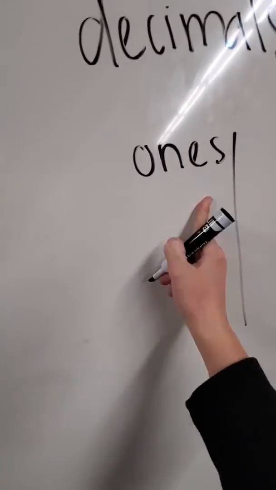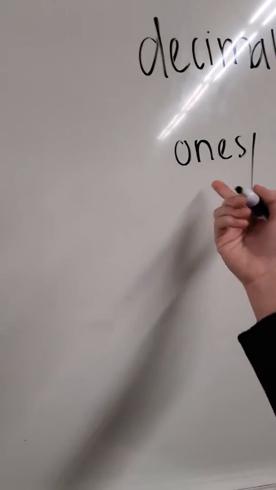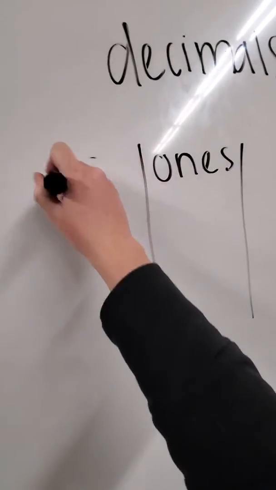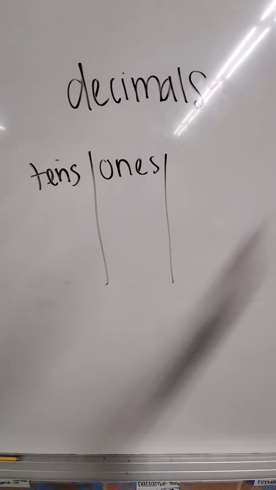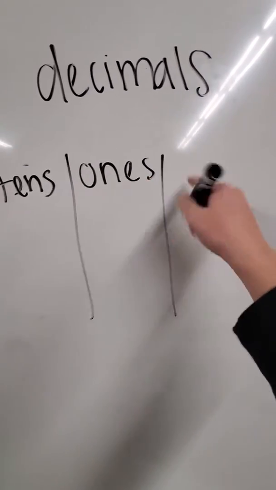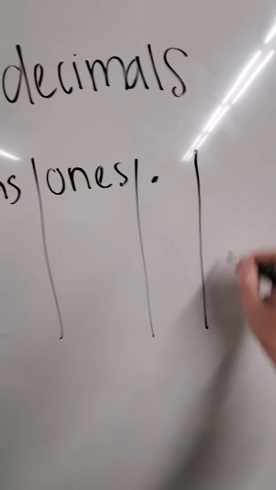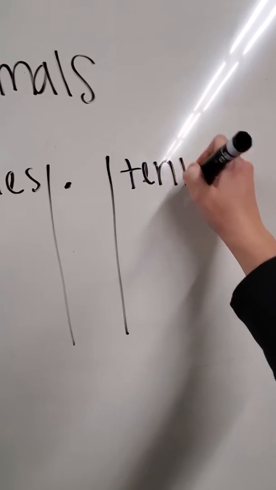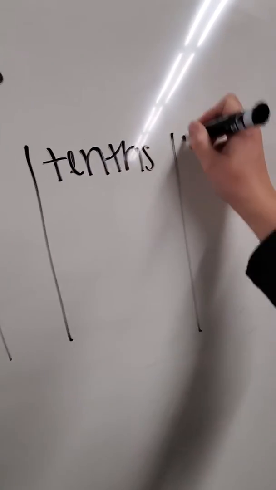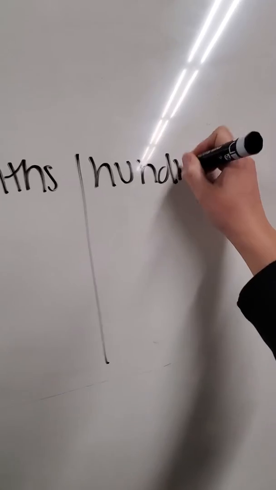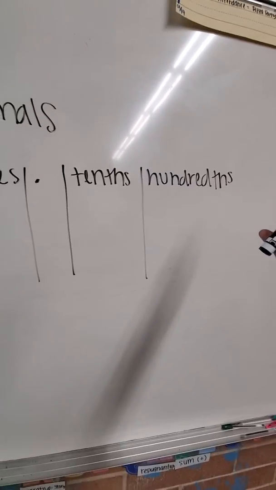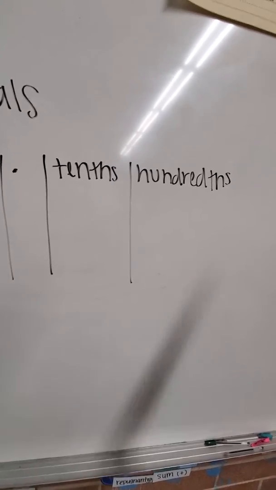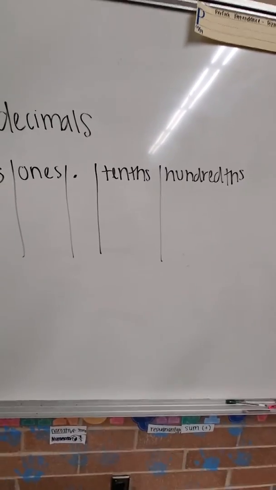So here would be the normal place values that we typically use for whole numbers: ones, tens, hundreds, thousands, and so on. With decimals, we're going to get smaller. So we've got tens, ones, we've got the decimal point, and then we've got tenths, and we've got hundredths. And in 4th grade, we stop at hundredths. So that's kind of the good thing about it, is that that's all we do is tenths and hundredths. We don't go any further than that.